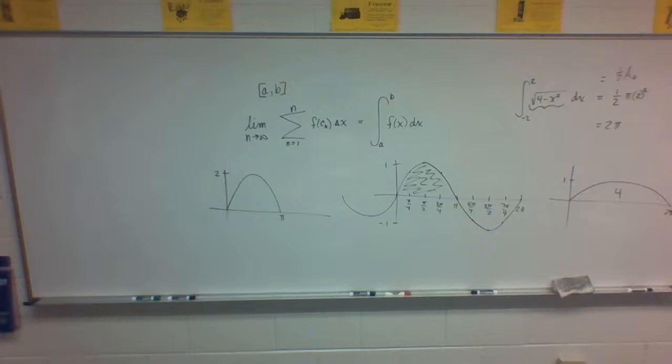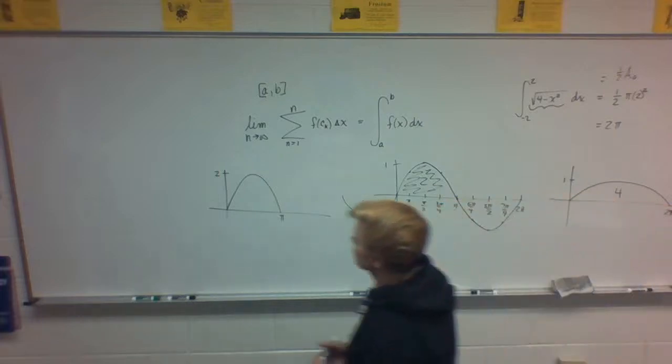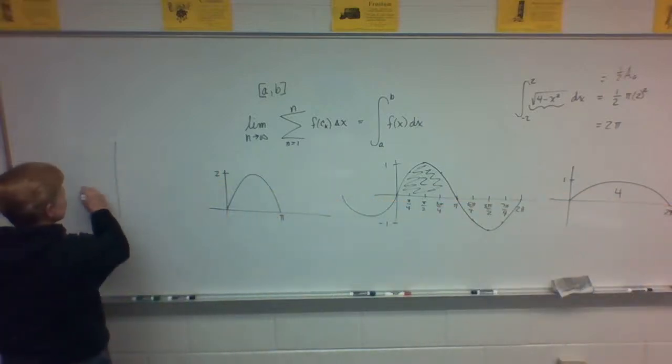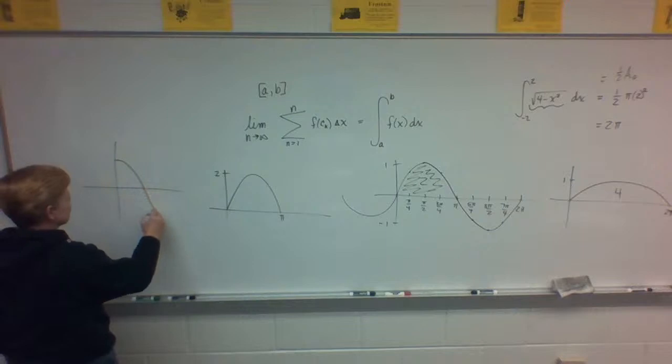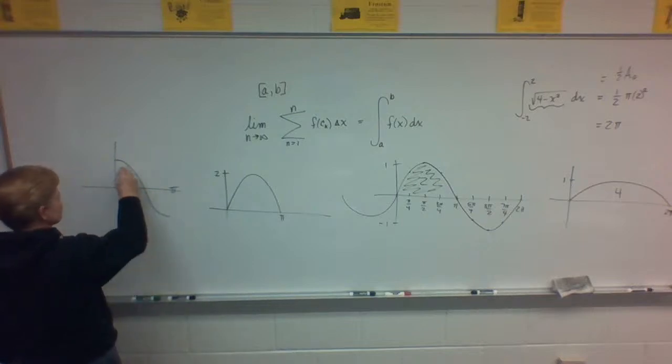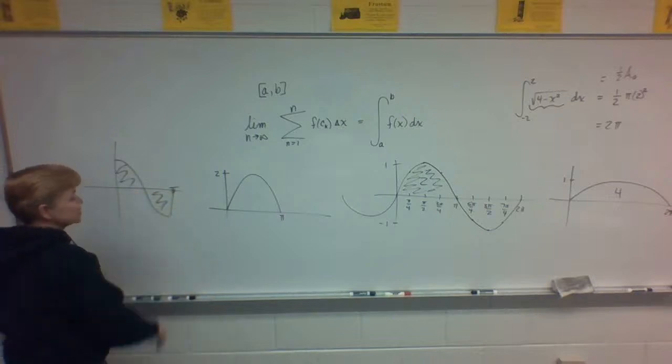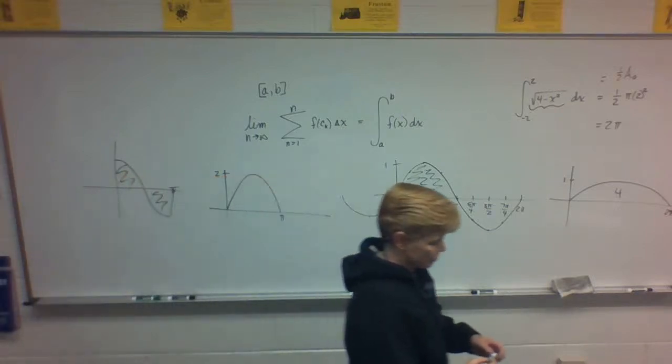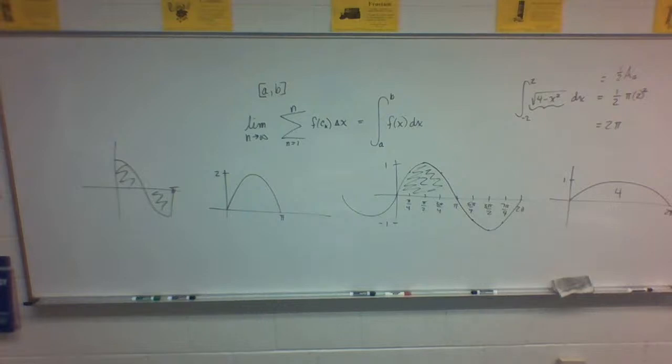Now, what's the integral from 0 to pi of cosine? 0. Because cosine, if you'll remember how it's drawn, goes like this by the time it gets to pi. There's as much space here as there is here, and it's 0. It's like midpoint. Okay? I thought that was kind of fun.